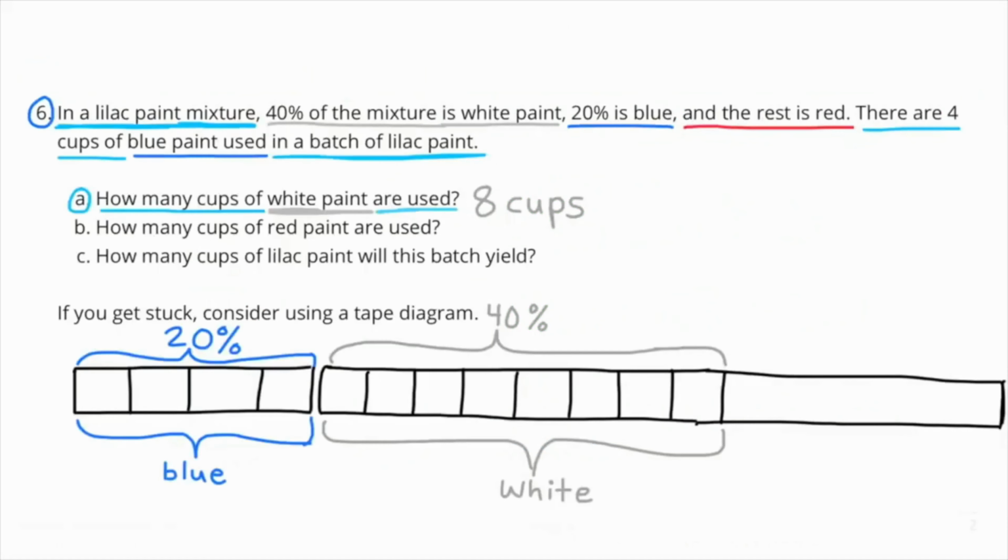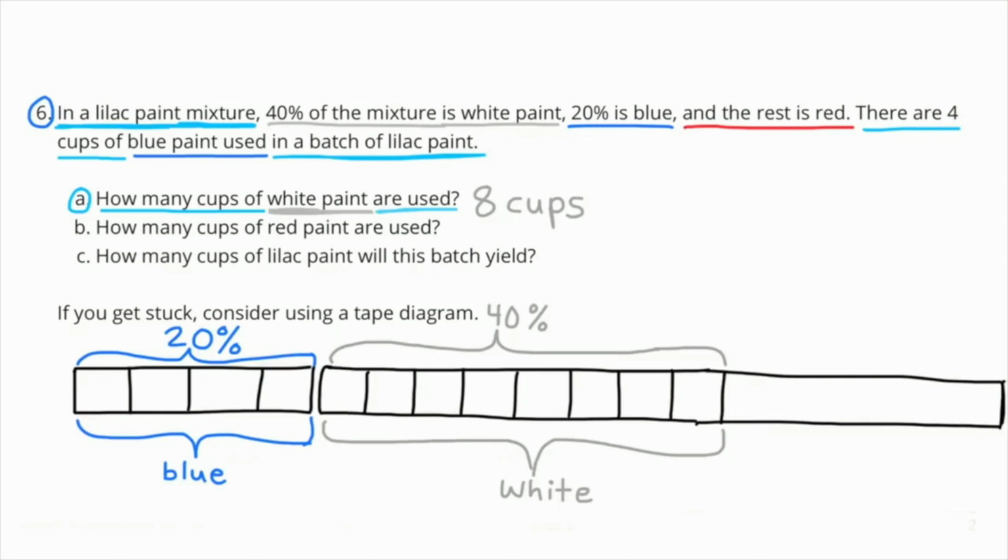Number 6. In a lilac paint mixture, 40% of the mixture is white paint, 20% is blue, and the rest is red. There are 4 cups of blue paint used in a batch of lilac paint. A. How many cups of white paint are used?